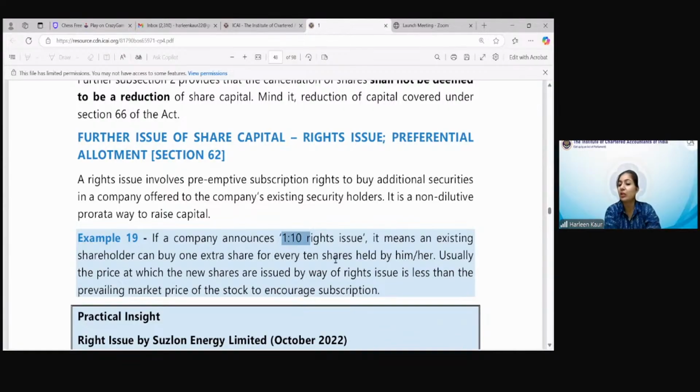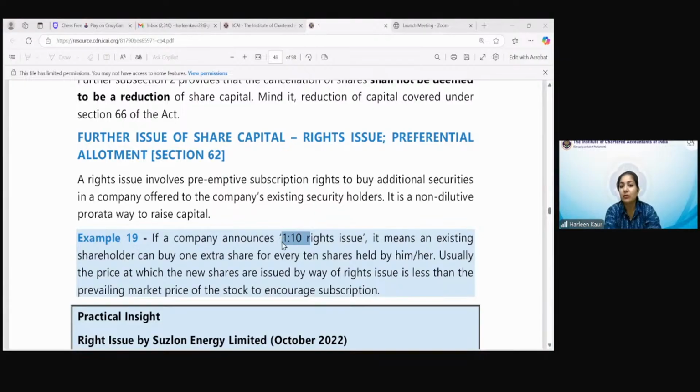So if I'm having 20 shares, how many more can I take in the company? Tell me, Miss Kirti. How many more shares can you take? For every 20. Very good. 2. All right, correct. Kirti, have you understood the pro rata now? So it is 1:10. The ratio that we have taken will be given to you in the question.